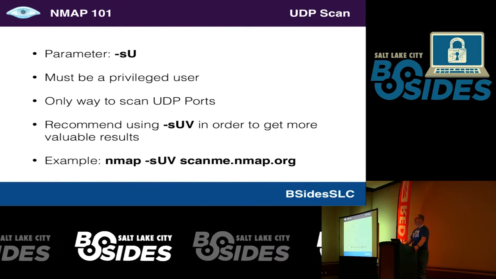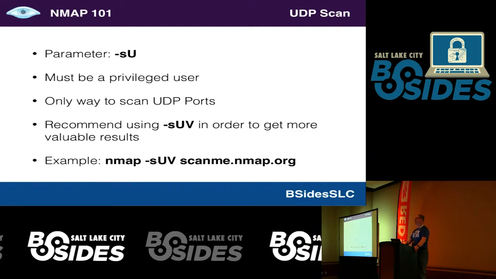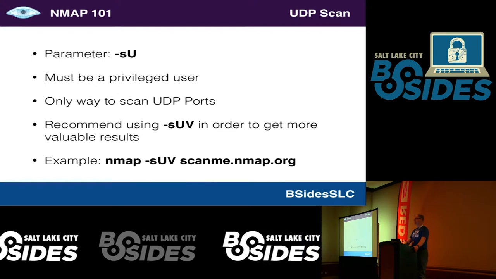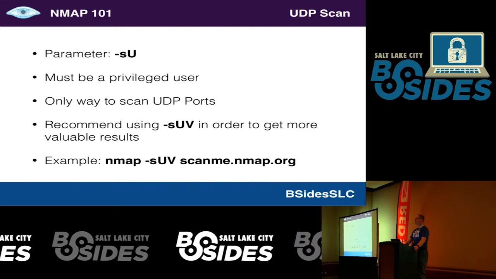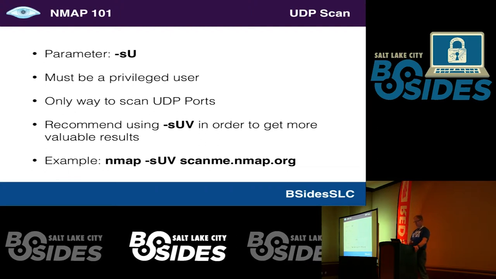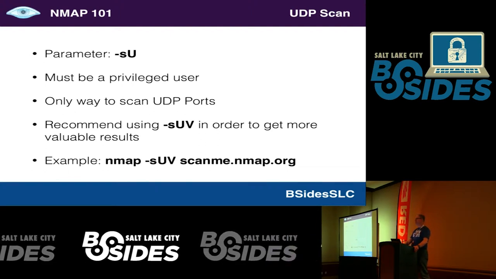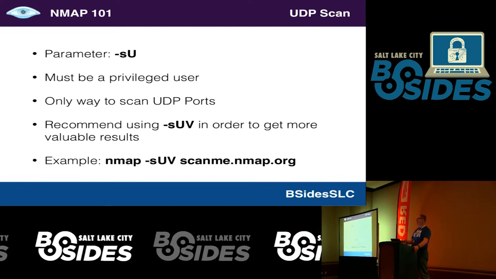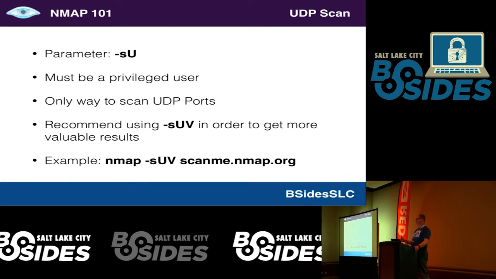But it's the only way to find out if the UDP services are available on a machine. So while I would say that it's not the first scan I would do against a machine, it does have enough value to do. It just might not be the first thing you do. So the UV is important because we're going to talk about version detection. If you're going to spend the time doing a UDP scan, adding a V flag enhances the results you're going to get back from the scan.